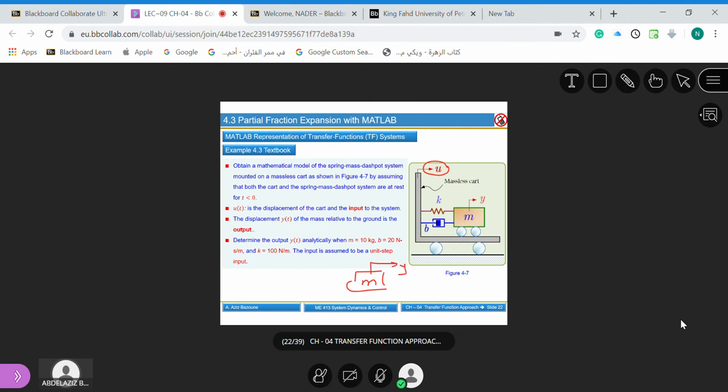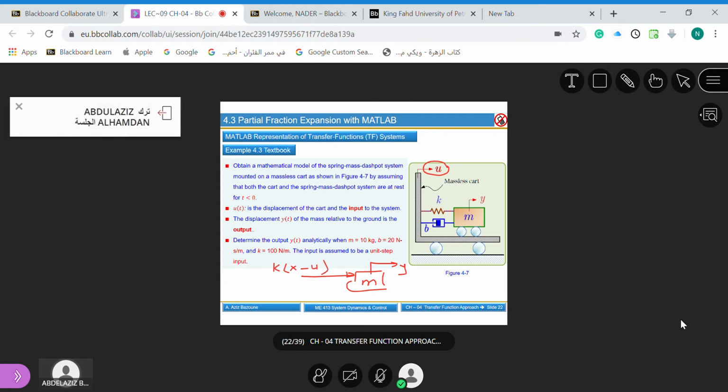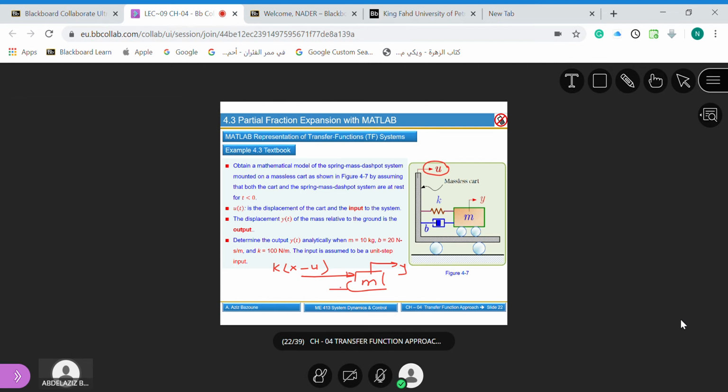And then if the motion is Y like this, we have the spring force that gives you k(y minus u), because there is a relative motion here now. And we have the damper force, which is in the opposite direction. Sorry, this is the direction. And we have the damper force, which is b(y dot minus u dot). So if we write Newton's second law for this mass, we will get the following.